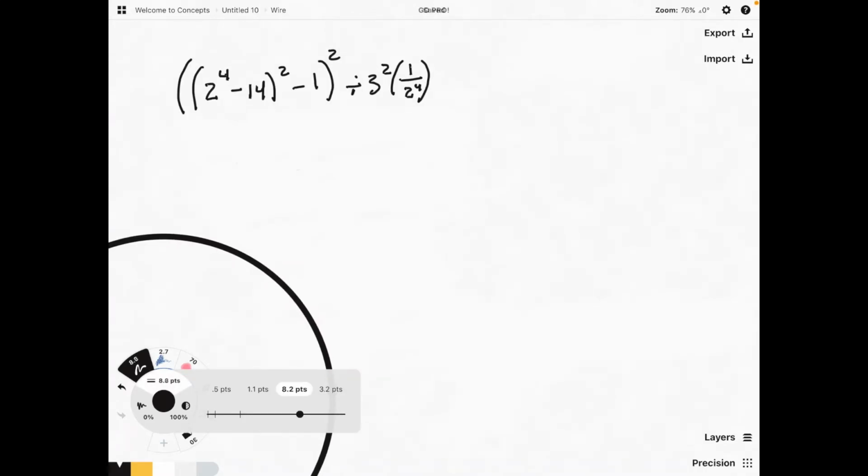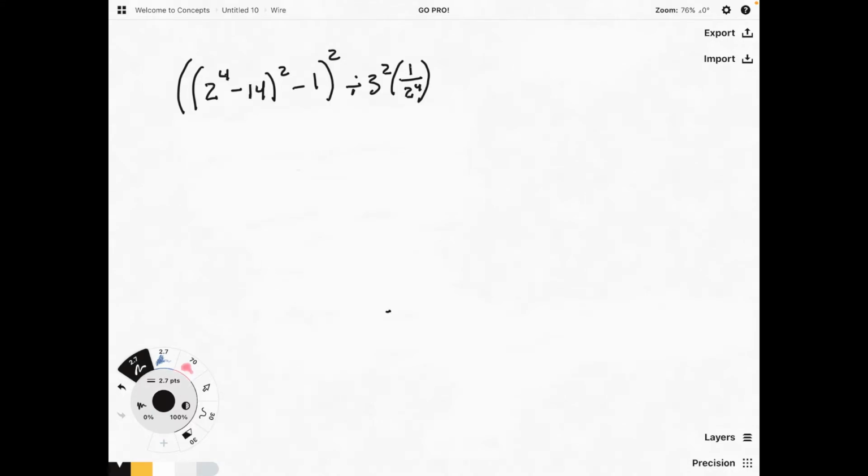Okay, so we're going to look at our next problem. This one's a little bit more complicated, but we will get there as long as we follow the rules as we talked about. So again, we're going to do 2 to the 4th power minus 14 squared minus 1, that quantity squared, divided by 3 squared, multiplied by 1 over 2 to the 4th.